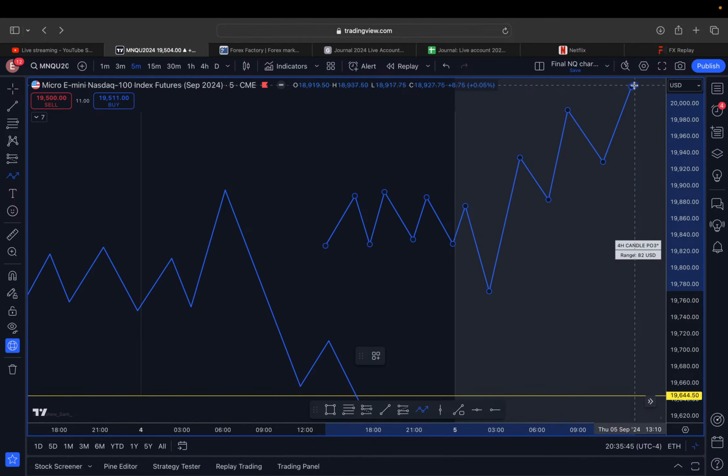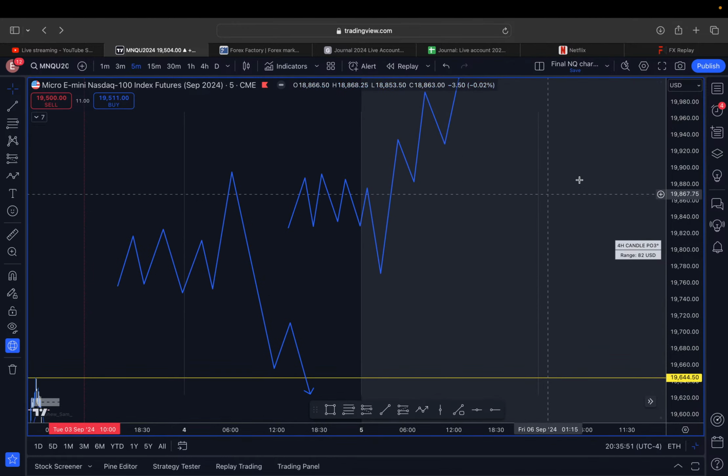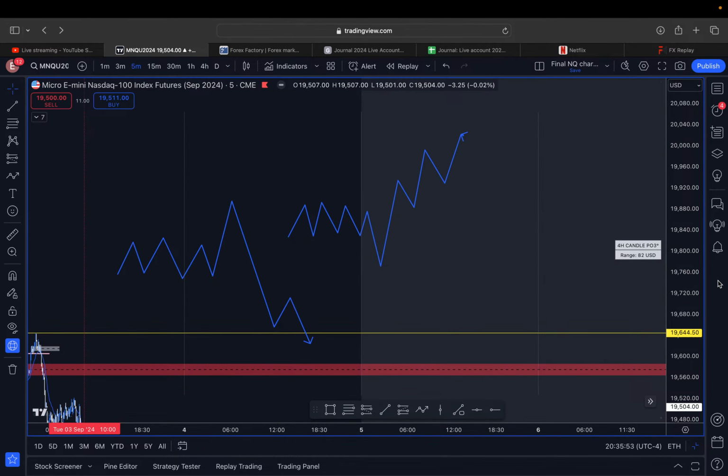And sometimes it's clear. So that's why I don't only trade Power 3. I don't really focus on it. But there are days like Friday where it was clear. I didn't pay attention to it, and I didn't play it.